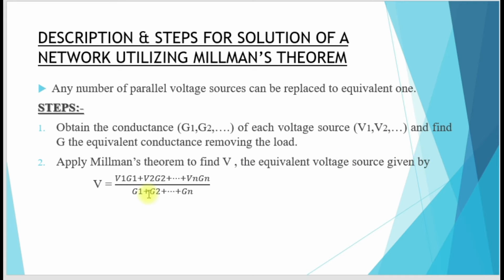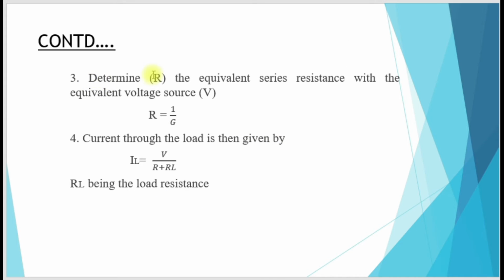Equivalent voltage source is given by the equation V is equal to V1 G1 plus V2 G2 plus up to Vn Gn divided by G1 plus G2 plus up to Gn. Then you have to determine the equivalent series resistance with the equivalent voltage source. That is R is equal to 1 by G. Then current through load is given by IL is equal to voltage divided by resistance. Resistance are of 2, that is this resistance, equivalent series resistance R and load resistance RL.